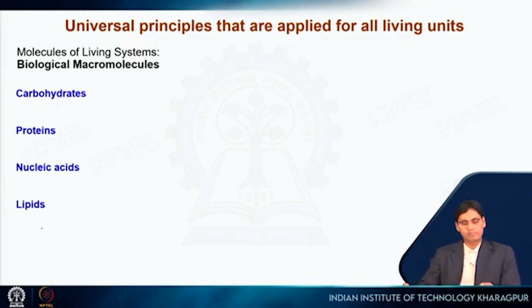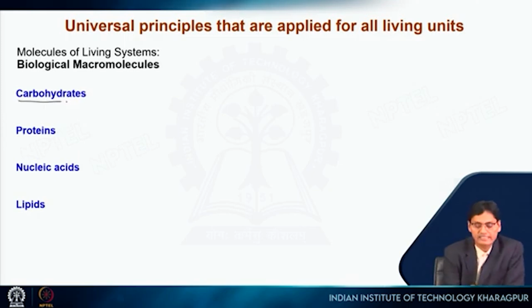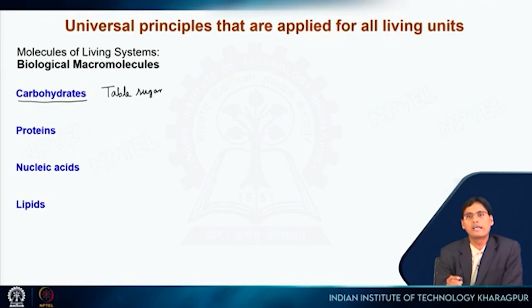And now, again, I would like to explain a little bit about the biological macromolecules. For example, carbohydrates, proteins, nucleic acids, and lipids. These are present in all living entities, and all of them are kind of polymers. For example, if I say carbohydrates, they are present everywhere, right? Take an example of table sugar, the sugar we generally use when we make tea or coffee. We add some sugar, right? Table sugar.